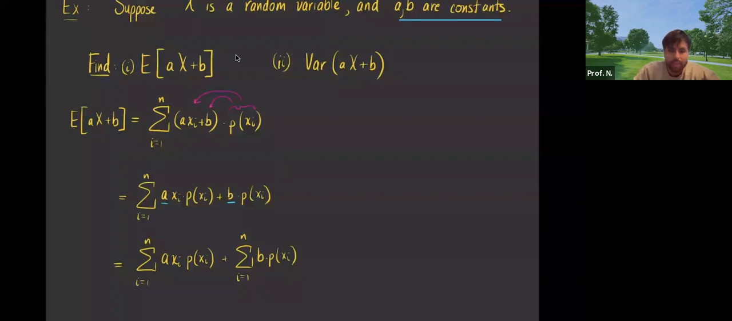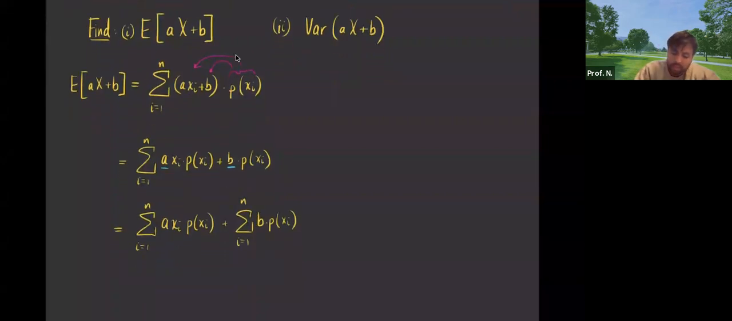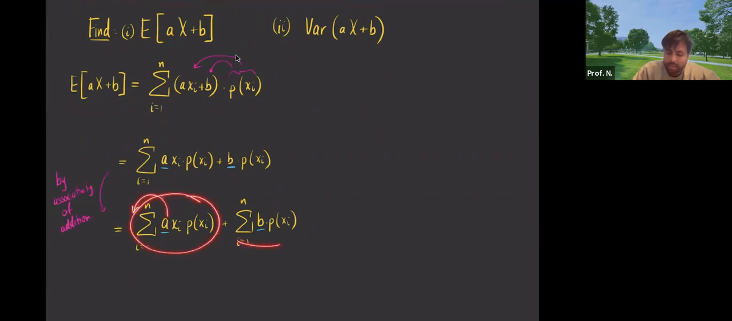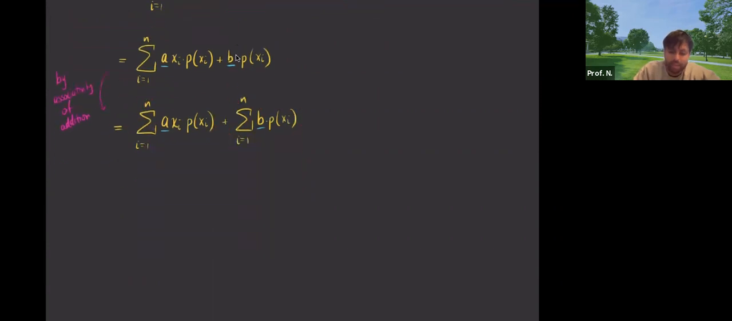Does everyone follow this? So by associativity of addition, and then because these are constants, I can factor out all the a's from this summation, and from this summation, I can factor out all the b's. And now look what I get.